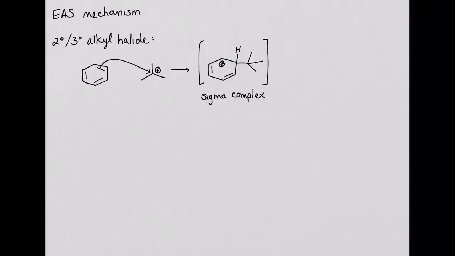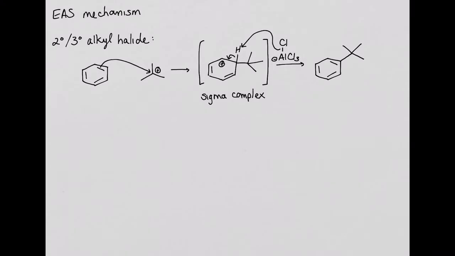In the case of a secondary or tertiary alkyl halide, first the carbocation is formed as shown previously, and then the carbocation reacts with the aromatic compound. This forms the sigma complex. In the final step, the sigma complex is deprotonated by the aluminum tetrachloride ion to reform aromaticity.